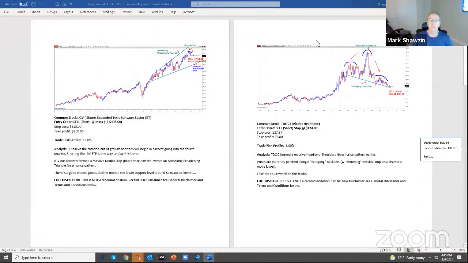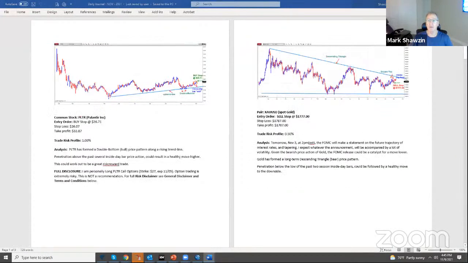So these are the trades. This is what my trades look like every day when I send them out on my email.